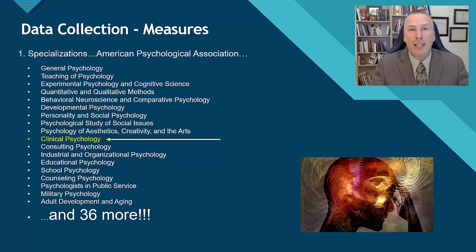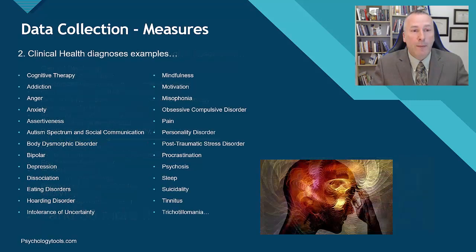You may be very surprised at how many resources are available to you, but consider this. In the American Psychological Association, just in that one organization, you have all of these various specializations and 36 more. So in all of these categories, keep that in mind. We'll just pick one. We'll pick clinical psychology. Now within the area of clinical psychology, you have a variety of clinical health diagnoses. Here are a few examples. Again, these are only a few. I could probably find many more if I looked harder, right?